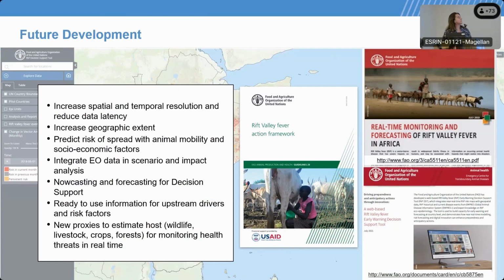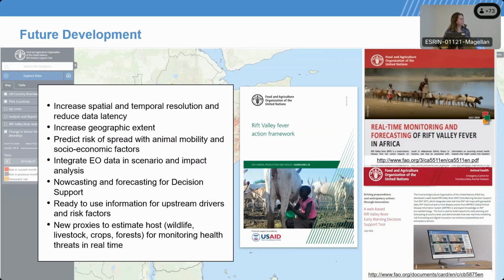What we need, what is the future development? Of course, we need better models, increased spatial and temporal resolution, and geographic extent. This is what we are doing in Western Africa and also Northern Africa. Predict the risk of spread. In terms of what Earth observation can also help, it is to integrate those data in scenario and impact analysis. Madhur before has described that.